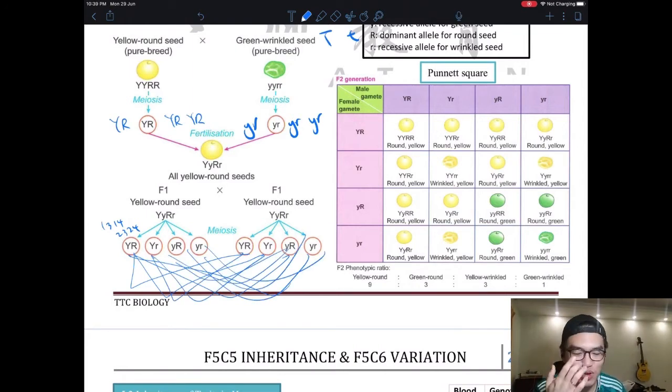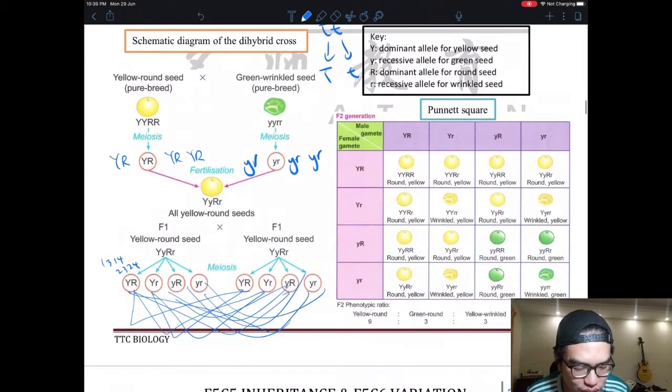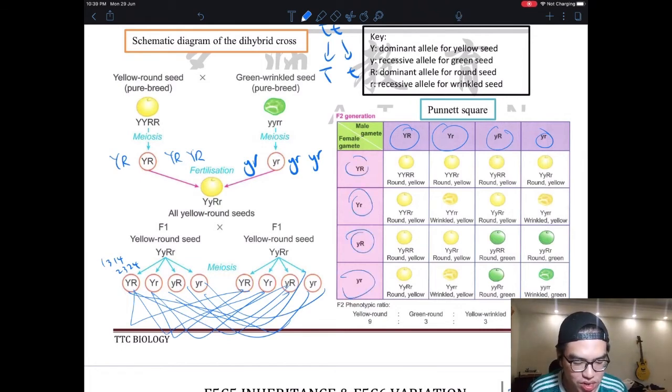Instead we draw something called a Punnett square. We draw all 4 male combinations here and the 4 female combinations here, and we cross them together. The first one, you can read it yourself. All dominant, so round yellow. The second one is still round yellow, because yes, I have a small r here, but I still have a big R here, so I will still be round.